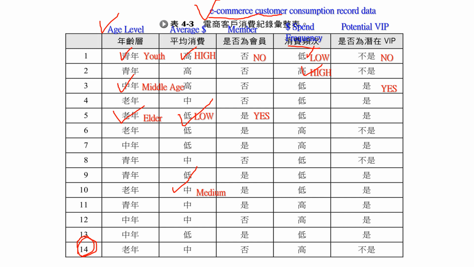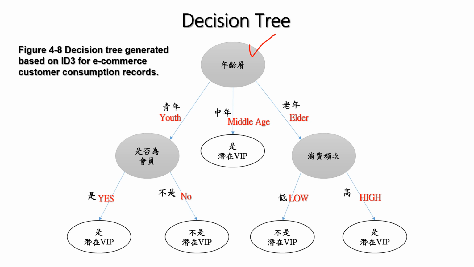So for the company, they need to make money, right? So they need to know whether it is a potential VIP, right? VIP. No and yes, 2 levels. So you can, based on this table right here, draw a decision tree here, okay?